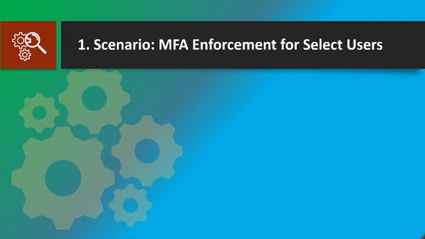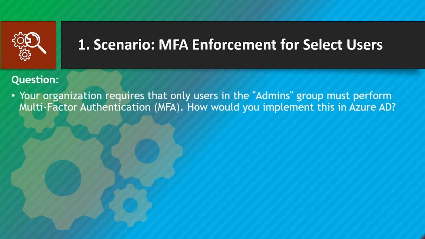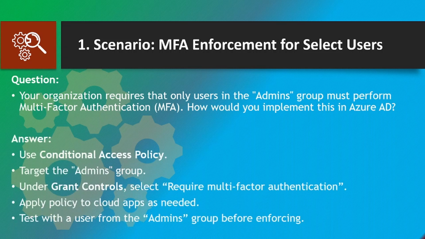First scenario, MFA enforcement for select users. Question: your organization requires that only users in the admins group must perform multi-factor authentication, MFA. How would you implement this in Azure AD? Answer: use conditional access policy. Target the admins group. Under grant controls, select require multi-factor authentication. Apply policy to cloud apps as needed. Test with a user from the admins group before enforcing.